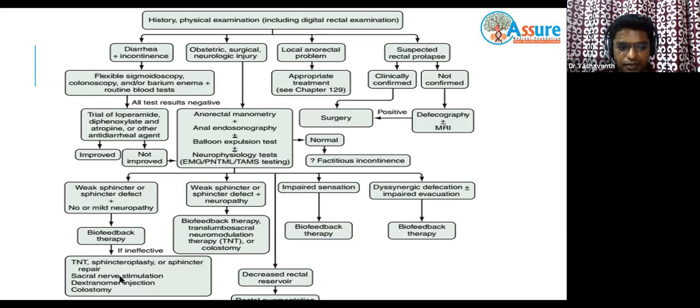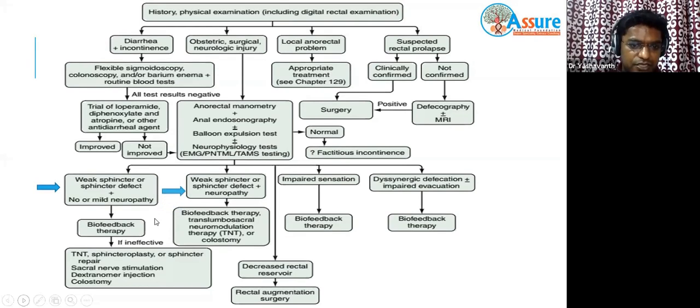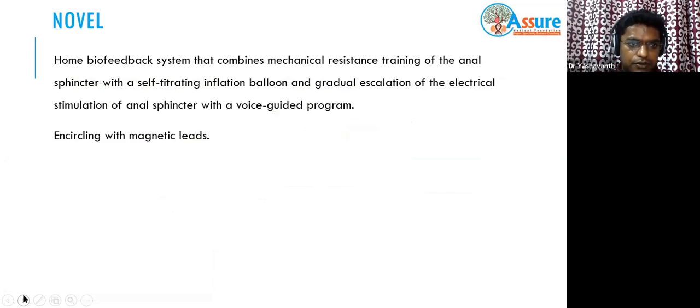Surgery might not help with the neuropathy. Without neuropathy, you have multiple options, including sphincteroplasty, sphincter repair, sacral nerve stimulation, and in later stages colostomy. So in India, we don't have a protocol of our own because it is still considered a stigma. This is the Western protocol. So these two things, with neuropathy, without neuropathy, you need to remember.